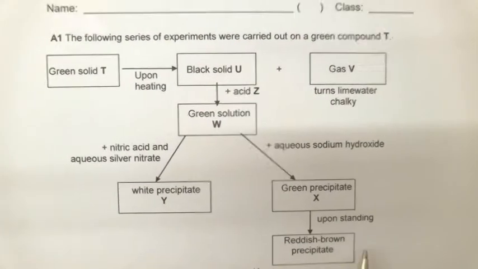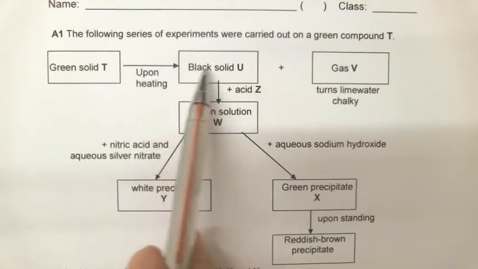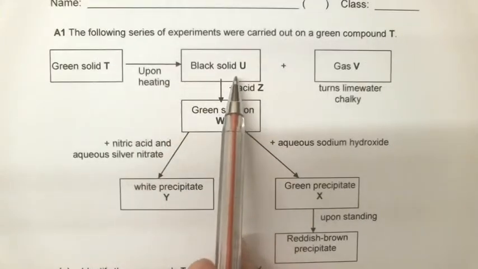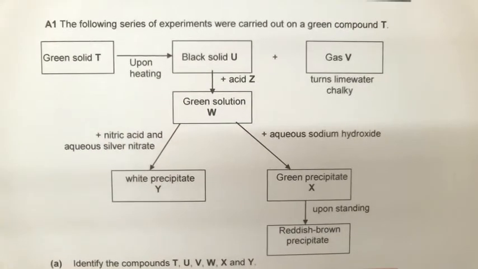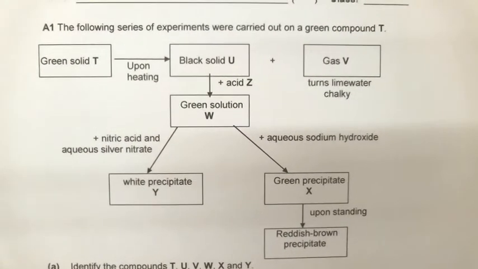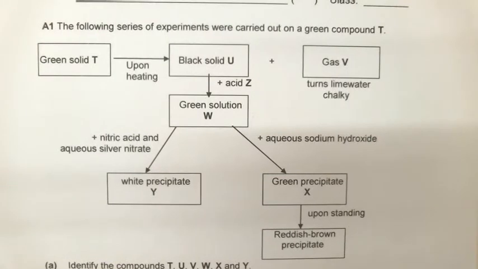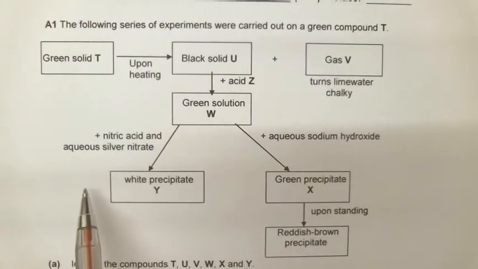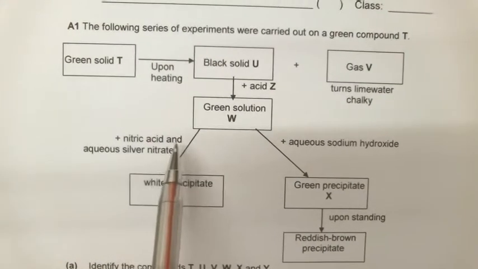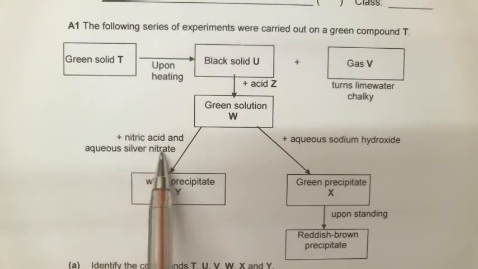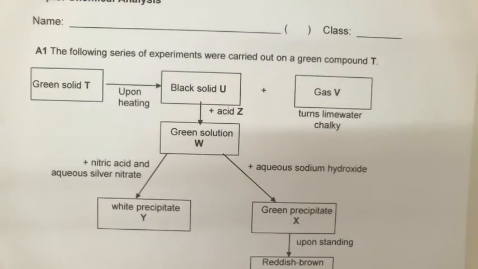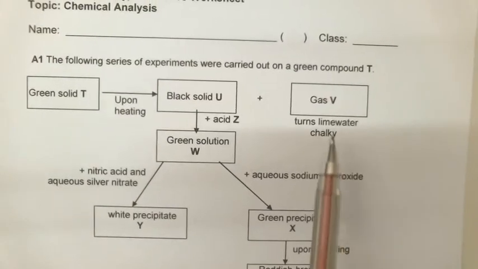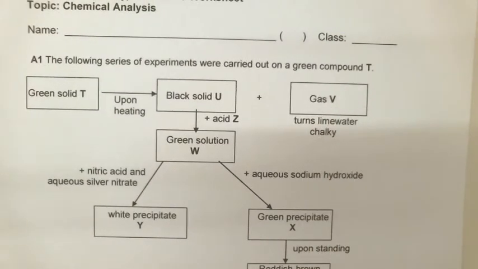Now, we never begin by looking at the clues or substance right at the top of the flowchart questions. We look for something very familiar. In this case, the reagents that are familiar are aqueous sodium hydroxide. Here in this section, addition of silver nitrate to W, and something that we are very familiar with, for example, this gas turns lime water chalky.